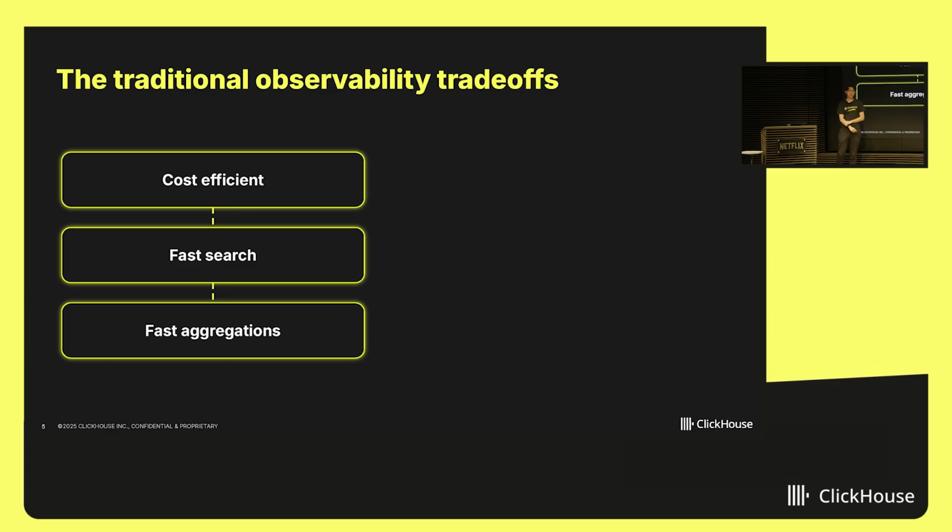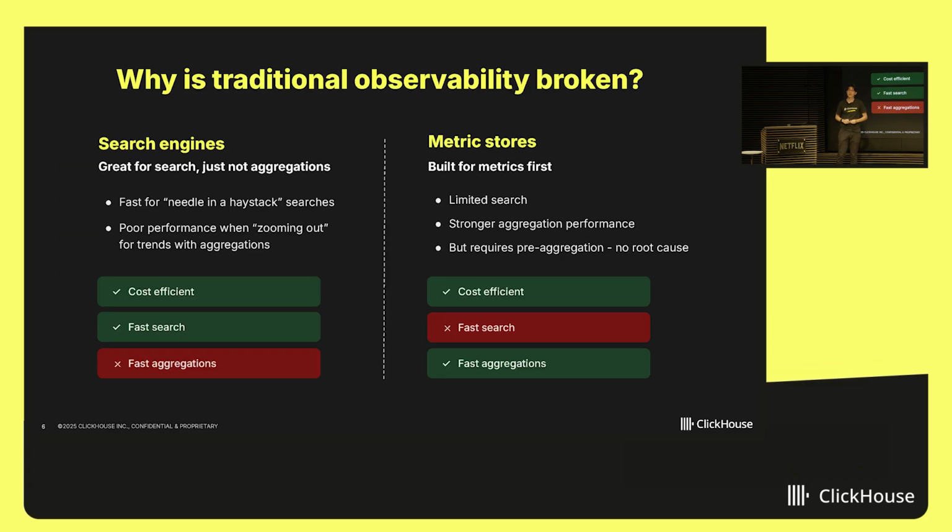The way that we got into this mess to begin with is because fundamentally observability is a set of trade-offs. You're trading off between something that's cost efficient, that's fast at searching, so being able to find a specific point or a needle in the haystack kind of log, and also fast aggregation. So being able to build charts and do group bys and aggregation functions really quickly over large amounts of data. And when you look into it, there's a couple different ways you could approach this. First is that you could throw all your logs into a search engine, per se.